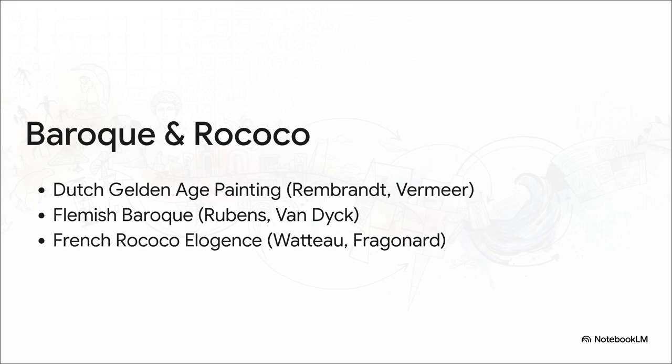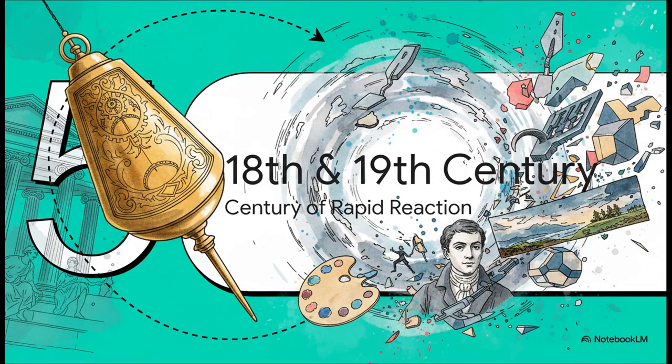Painters like Watteau and Fragonard completely flip the script, giving us these light, airy, pastel-colored paintings filled with absolute elegance, or, as our perfectly imperfect cheat sheet spells it, elegance. Which leads us to Section 5, 18th and 19th century movements, a century of rapid reactions.